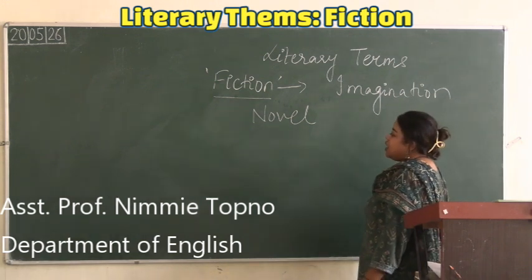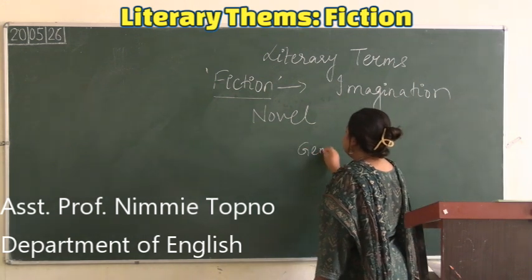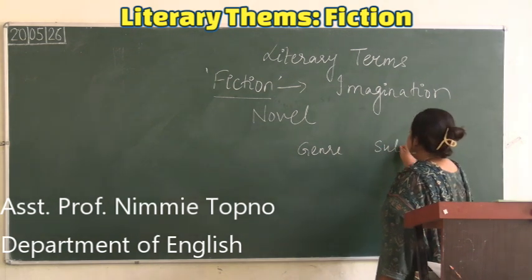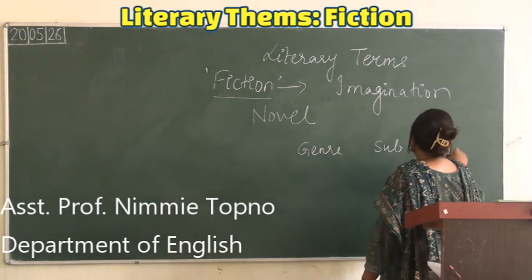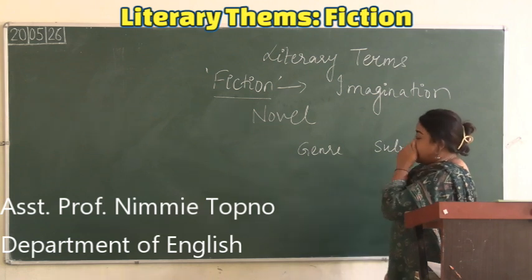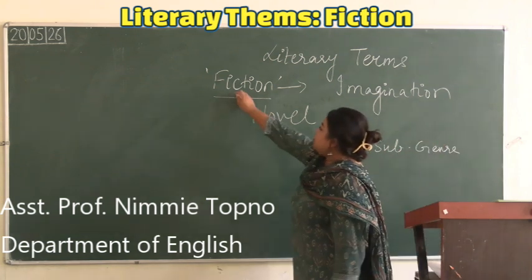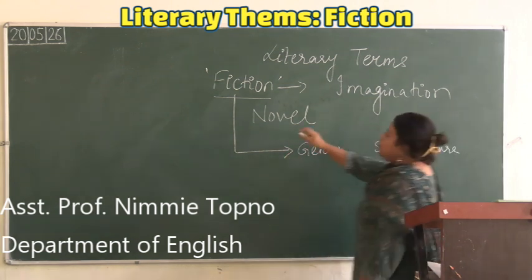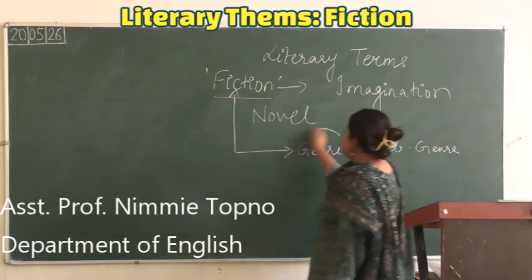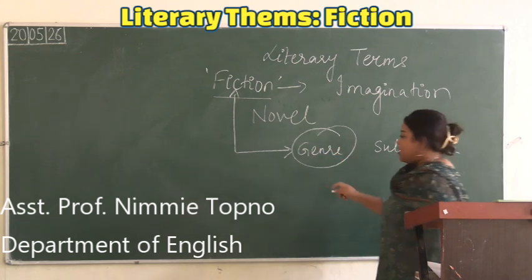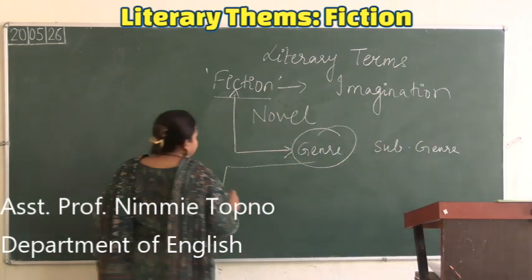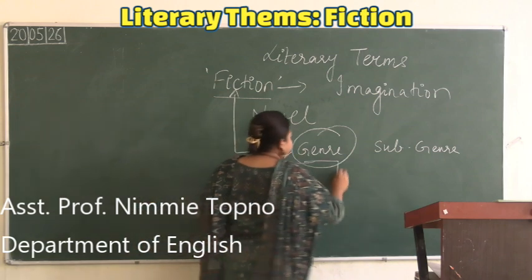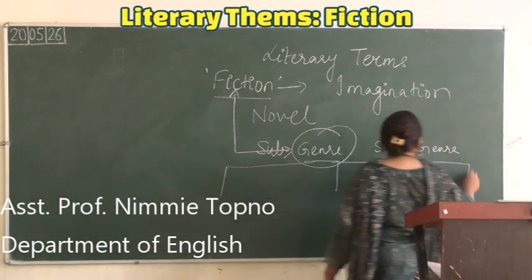Now remember that there are two things in a literary term, genre and subgenre. What is a genre? Genre is basically something which is a bigger part of something. Novel, fiction becomes a bigger part. And inside this fiction, we have the subgenres, right? What are the various types of fiction that you can see?